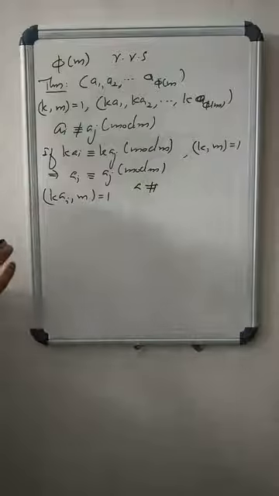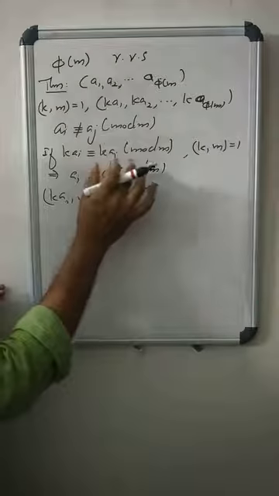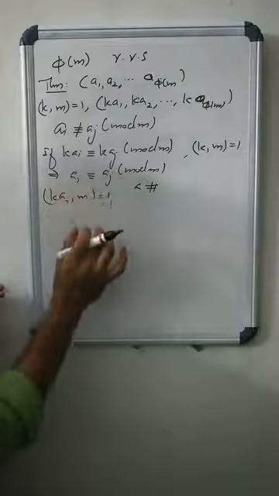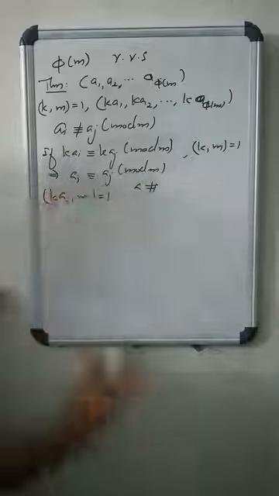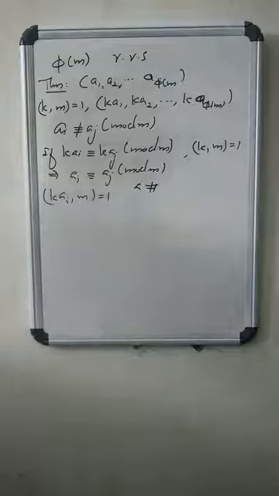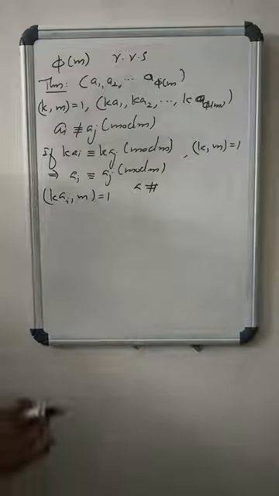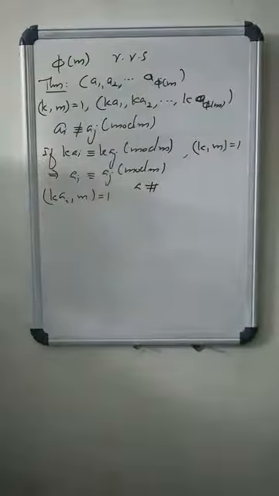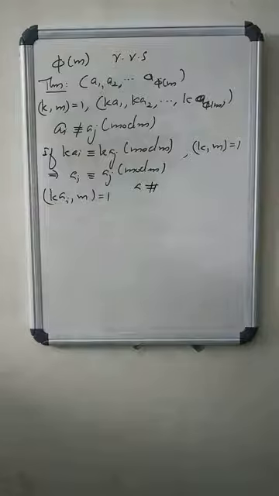Hence, no two of the members kai are congruent to each other mod m. Also, GCD of kai and m is 1, means kai and m are relatively prime. Hence, the multiples ka1, ka2, etc., ka phi of m always form a reduced residue system. Agree?